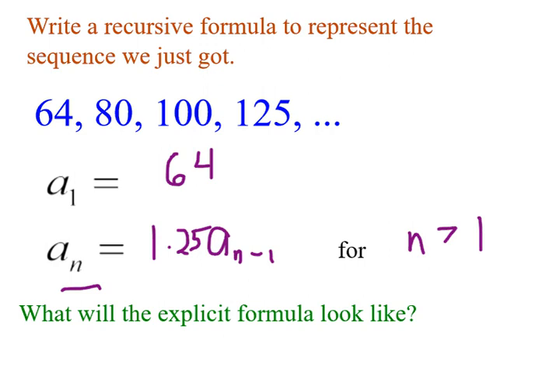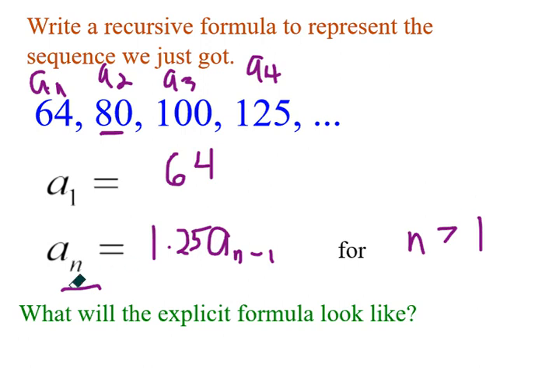If I want this term right here, I take the term before. So this is A2. I want A2, I use A1, and I multiply by 1.25. When I want, say, A4, I'm going to multiply A3, which is 100, by 1.25, and that will give me A4. What will this look like explicitly?